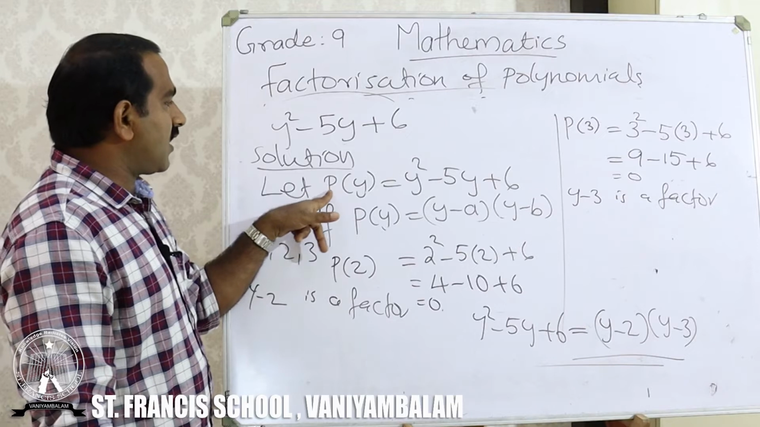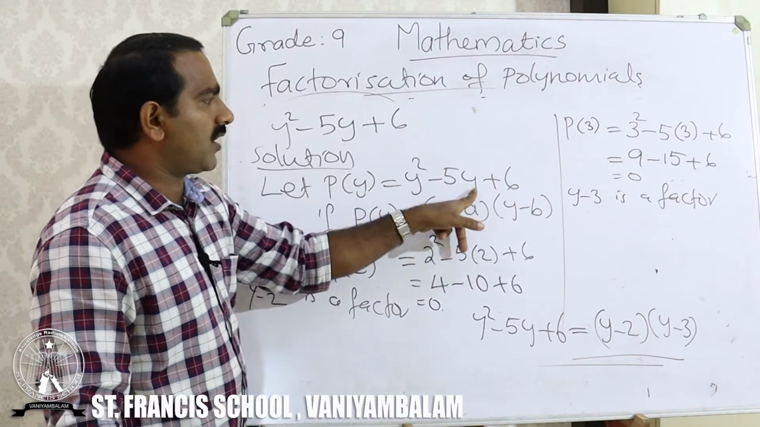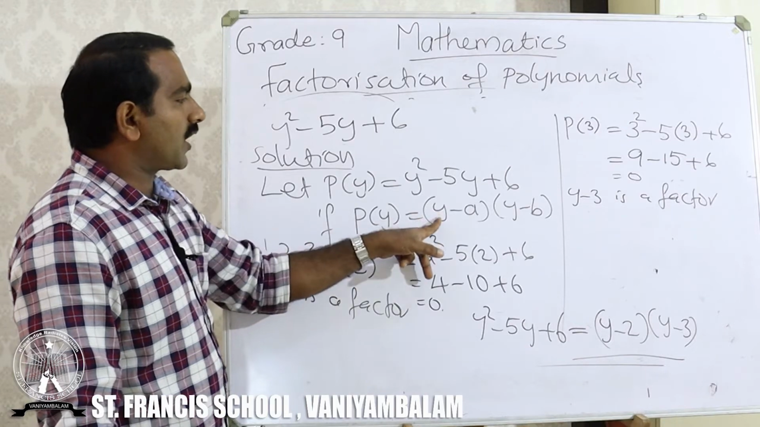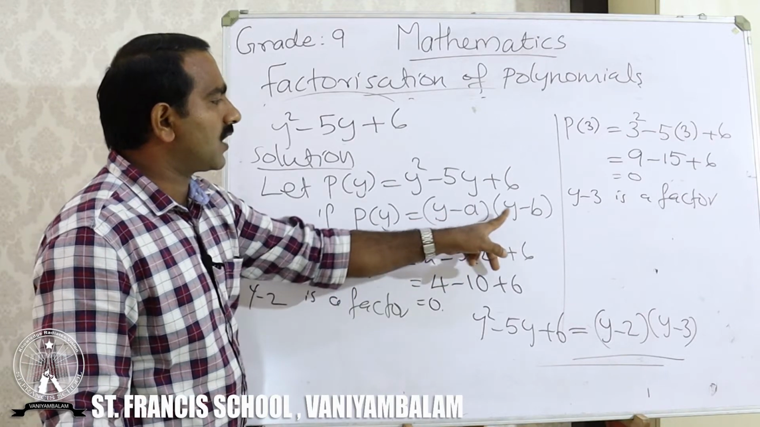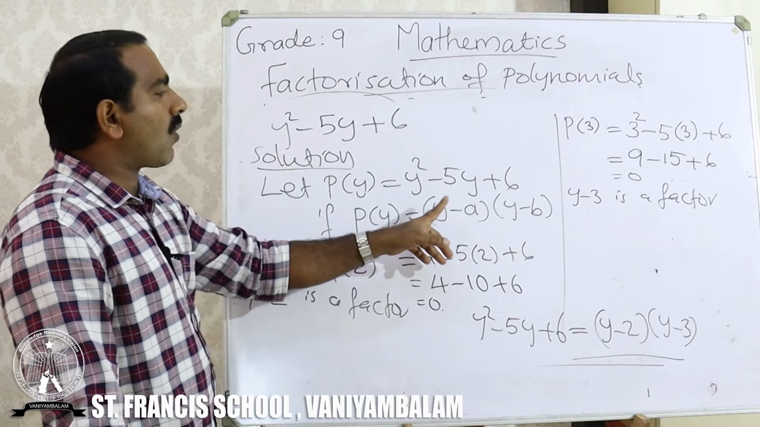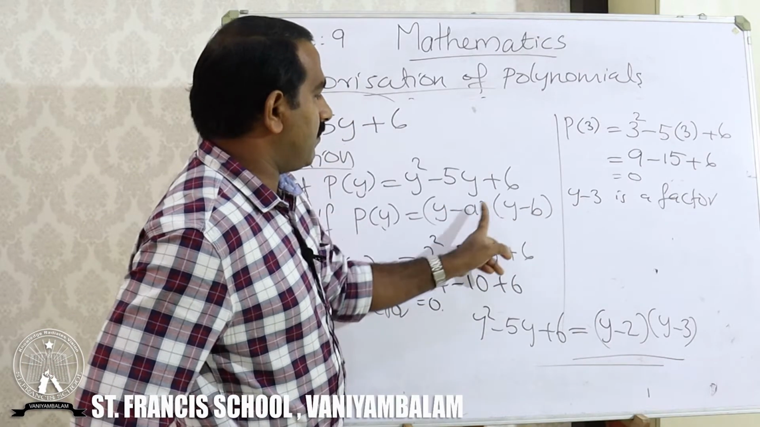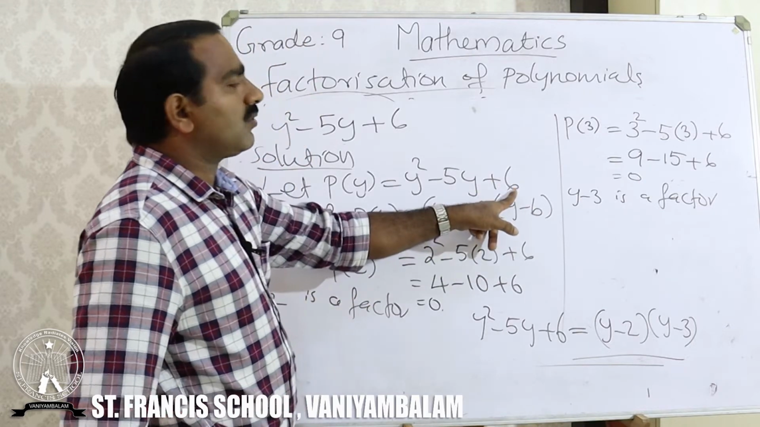First, take it as p of y equal to y square minus 5y plus 6. Now, if we write p of y as the product of two polynomials y minus a and y minus b, then we know the constant term will be ab, and here ab equals 6.